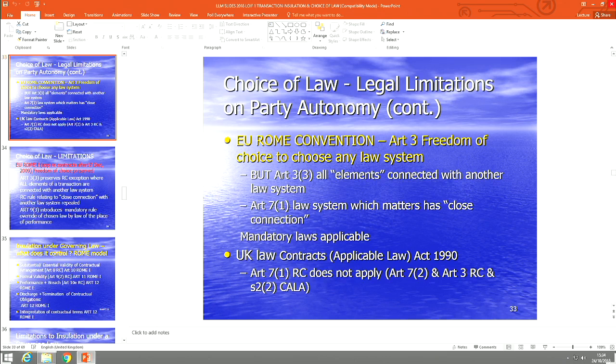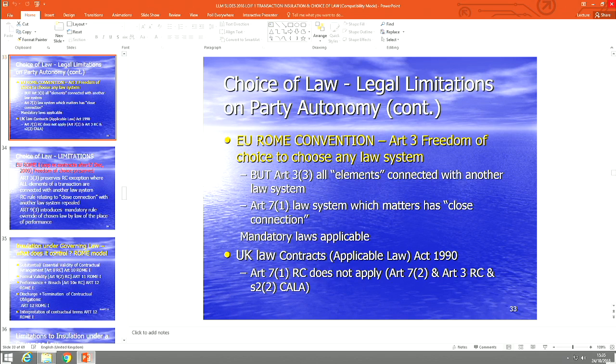Now, the way that rule was implemented is that the United Kingdom government expressly excluded the application of Article 7.1. Because if you choose English law to be governing law, Article 7.1 has no application. So if the transaction has a close connection with another law system, so what? It doesn't matter. It's not part of the English law which has been chosen. That happens due to all these articles that I put there. It's contained in the Applicable Law Act 1990, and Article 7.1 of the Rome Convention does not apply.